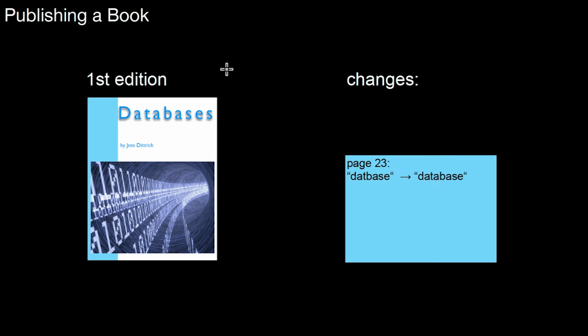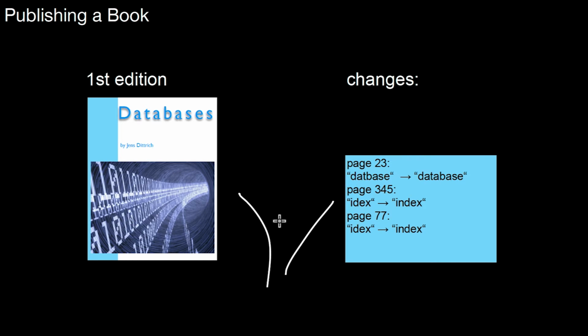So, for example, this could be a spelling error on page 23, there's another error on page 345, and another error on page 77. Eventually that list gets so long that the publishers decide to come up with a second edition of the book. The second edition collects those changes and merges the two, adds the two into a second edition of that book.